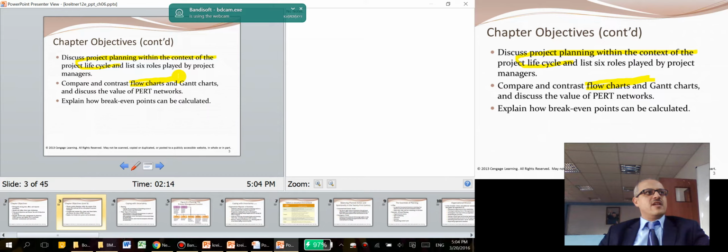Remember the plumber that comes to your home? If they come with no tools, are they good plumbers? No. A good plumber has good tools. Good managers have good tools. And the tool of a manager is a Gantt chart. So we'll talk about the Gantt chart, and we'll also talk about the PERT network. And we'll explain break-even. Has anyone heard of a break-even analysis? Has anyone heard of a feasibility study? Yes. Yeah, we'll talk more about how this really works.